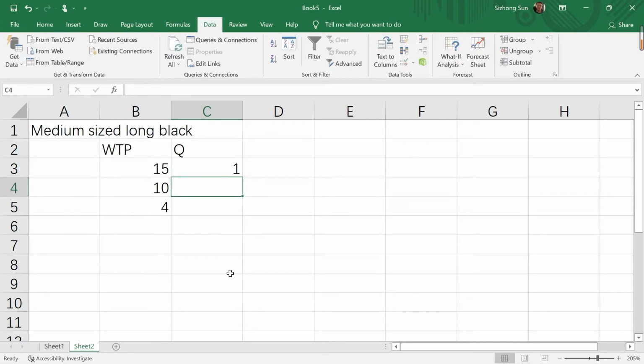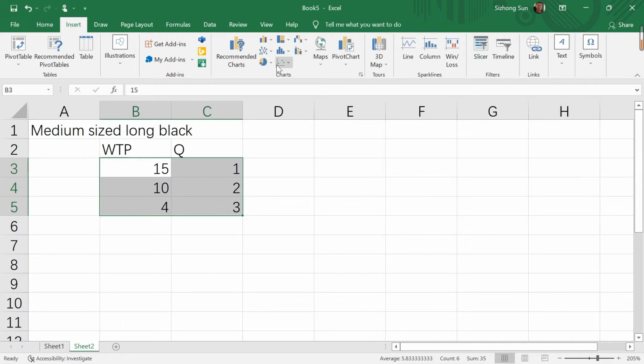And if I set the price to be $10, both 2 persons will purchase the coffee. The consumer with $15 willingness to pay will continue to purchase my coffee. In addition, the consumer with $10 willingness to pay will also purchase the coffee now. So demand is 2. Now, if I set the price to be $3, all 3 persons will purchase my coffee. So demand is 3. So this willingness to pay, $15, $10, $4, actually serves as a price.